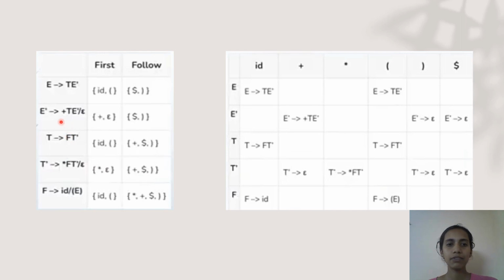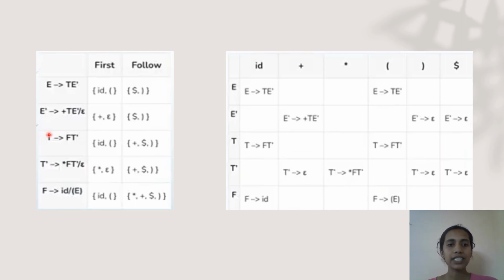That is, whenever there is an epsilon in the given grammar, we have to consider the follow also, and we have to write epsilon at those places. For example, let us consider this. We have plus and epsilon in the first, so we write E dash tends to plus TE dash at the plus side, and for dollar and close brace we write E dash tends to epsilon and E dash tends to epsilon here.